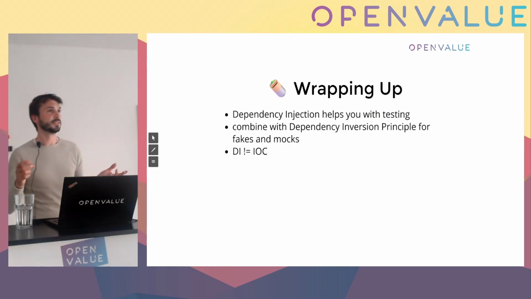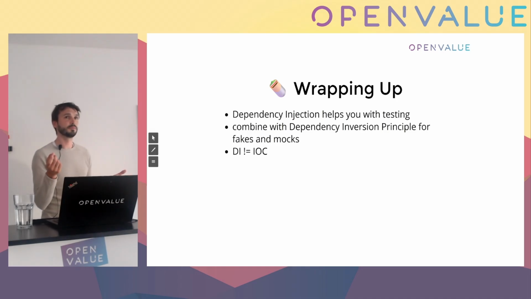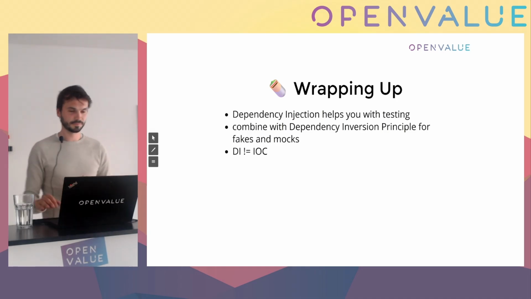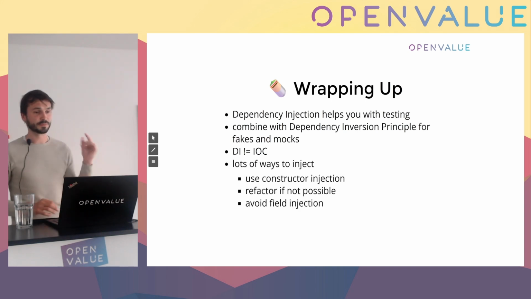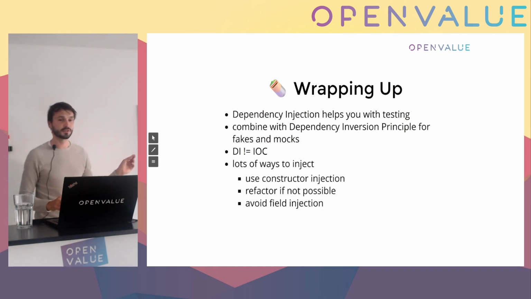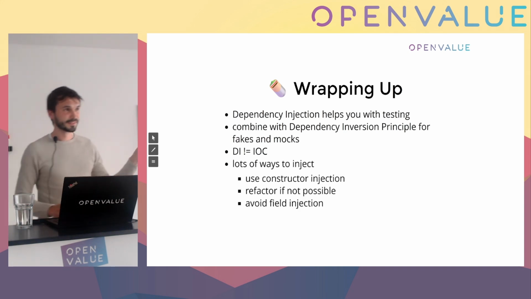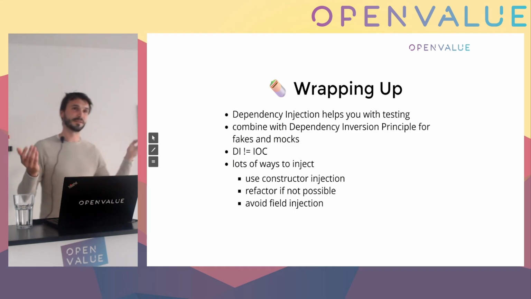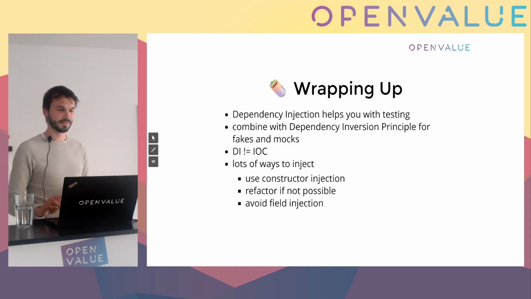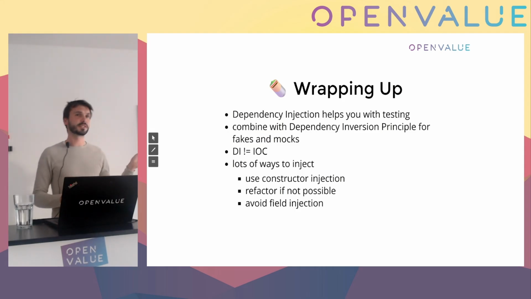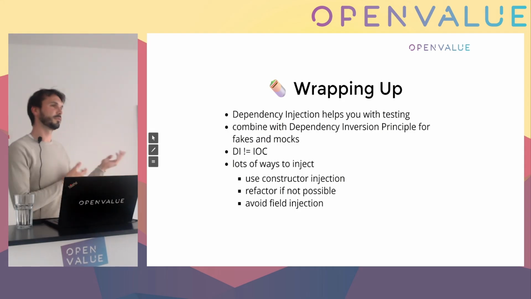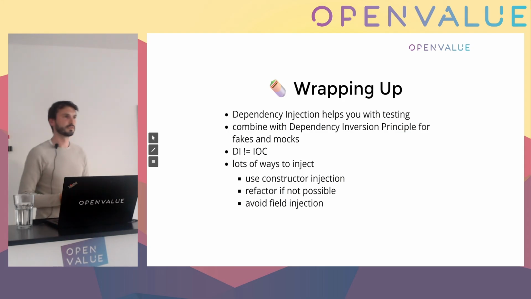Dependency injection uses the main idea behind inversion of control, but it isn't inversion of control. It's not full inversion of control. There are many ways to inject. Use constructor injection, refactor, avoid field injection, and otherwise maybe use setter or parameter injection, whatever you prefer. I would use parameter injection when you just use a dependency once or twice. Otherwise, it might make sense to save it in a field.